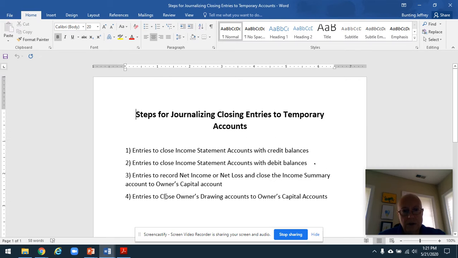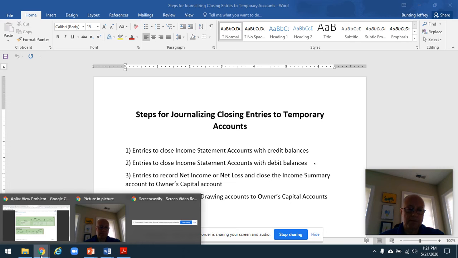All right, let's talk about these. So first, this is a cheat sheet. Close the income statement accounts with credit balances. Then close the income statement accounts with debit balances. Then record the net income or loss and close the income summary. Okay, so you have to make the entry. You got to net them out. You got to run the math. And then finally, you close the owner's drawing account to the owner's capital. Okay, so you got to close the income summary to owner's capital, and then you close the drawing account to owner's capital.